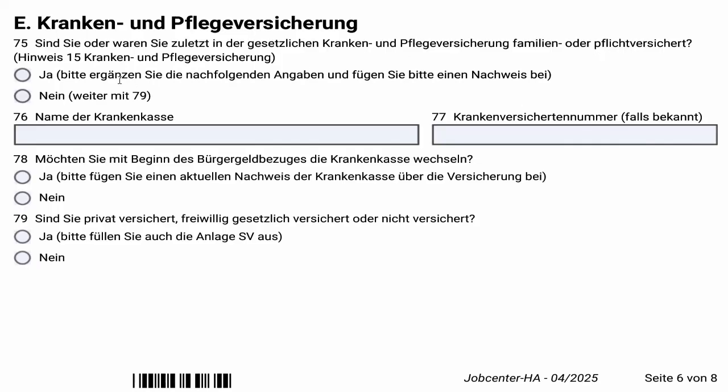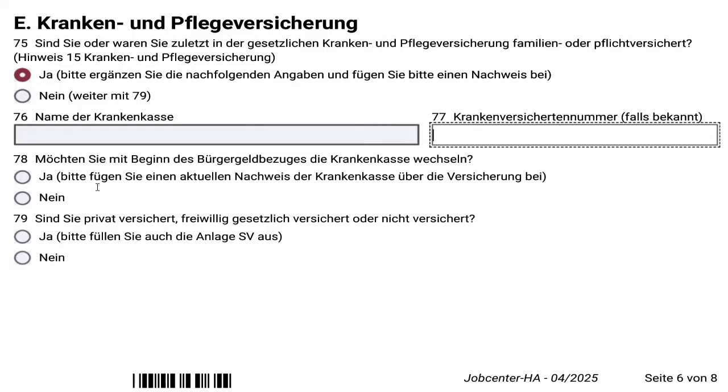If it is the case or it has been the case, you mark yes, and you write more information about it in these parts and provide proof about it to the job center. If it has not been the case, you mark no and continue with the next part. If you have marked yes, you should write the name of the health insurance office here and your health insurance number, which is usually written on your insurance card, here.